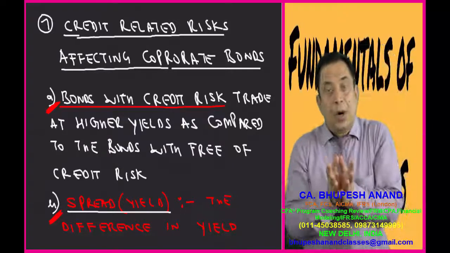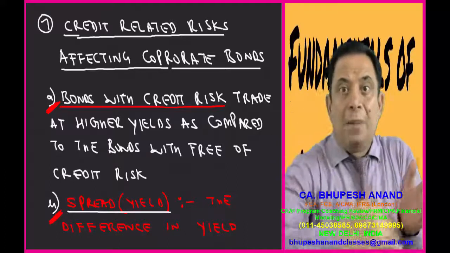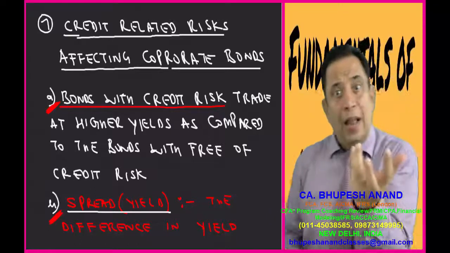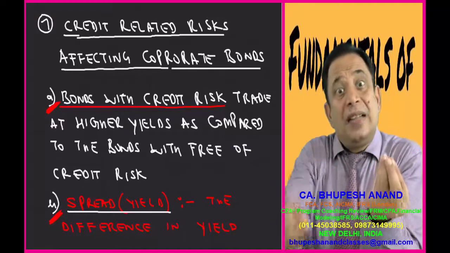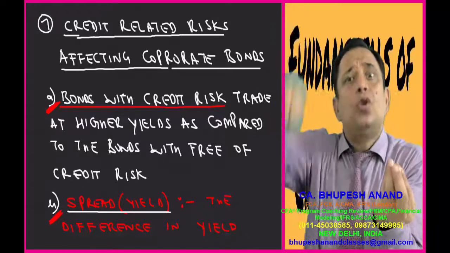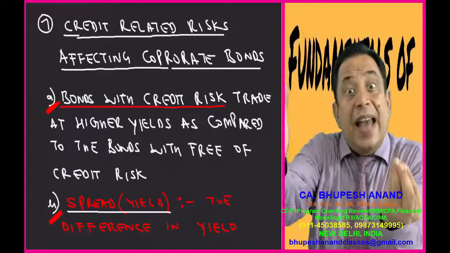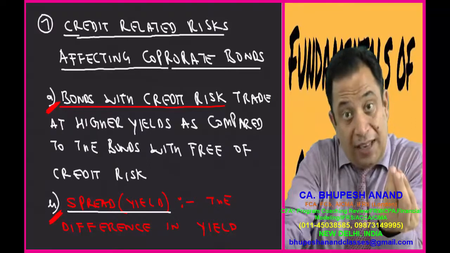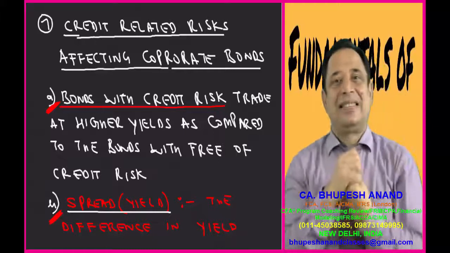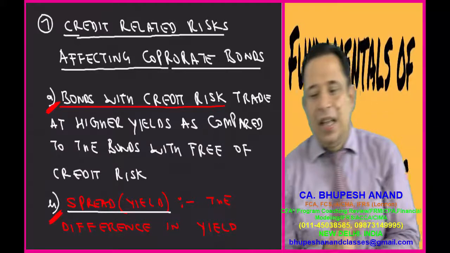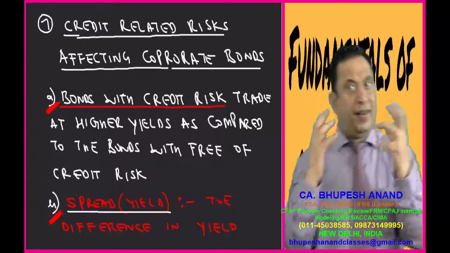When I say a corporate bond, it means a bond issued by a corporate entity, by Ranbaxy, by Coca-Cola, by Pepsi, by Honda Motors. They have issued a bond. At that time, they have this type of credit rating, but after some period, due to some event, due to some happening, there is a decline in the credibility. So we will be discussing today the credit related risks affecting corporate bonds.